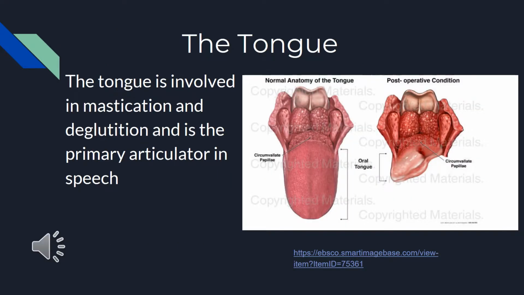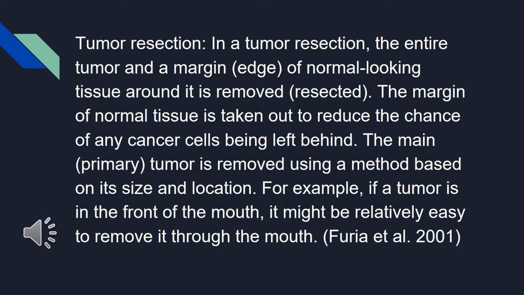The tongue is our primary articulator and is involved in mastication and deglutition, which is the action or process of swallowing. The picture to the right shows the normal anatomy of a tongue, and the picture next to it shows a tongue that has undergone a near total glossectomy, which is the surgical removal of all or part of the tongue. In tumor resection, the tumor, along with the margin of normal tissue around it, is removed when possible.